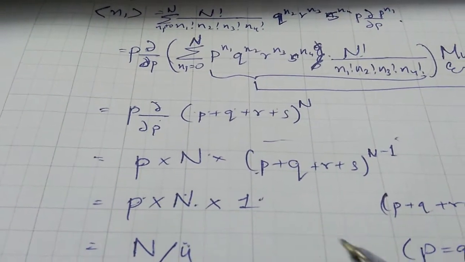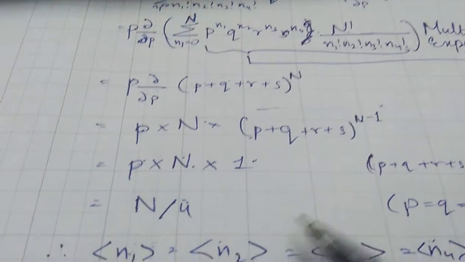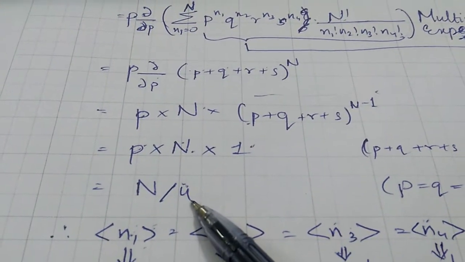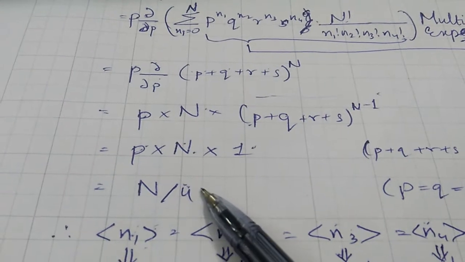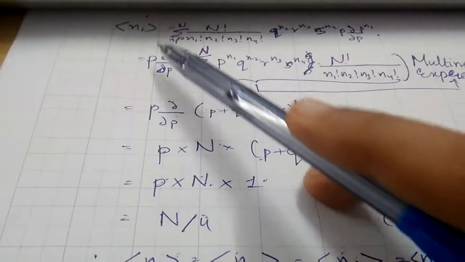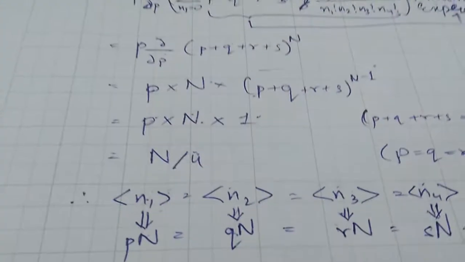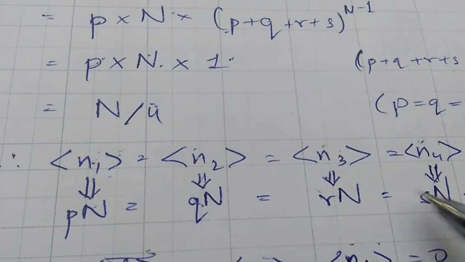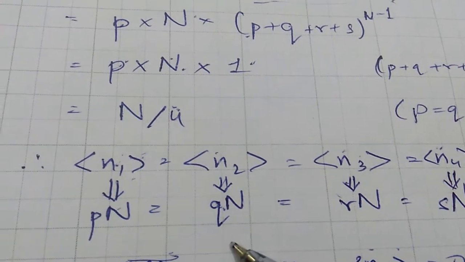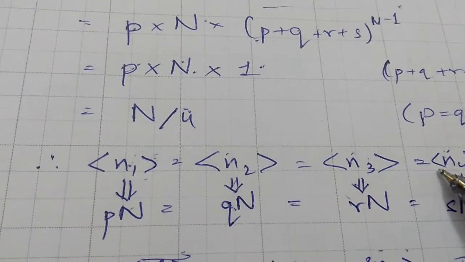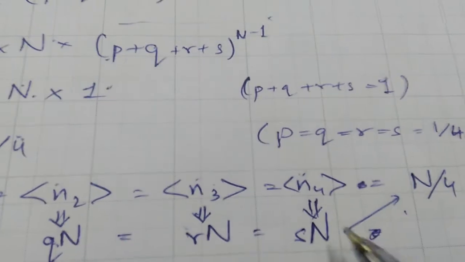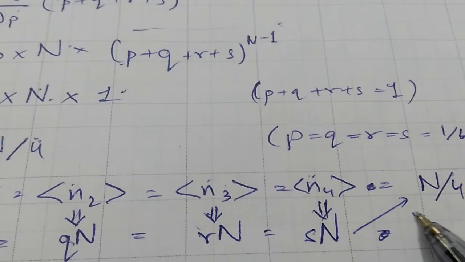Again, p equals q equals r equals s, which gives p equals 1 by 4, so n by 4 is what we need. That's n1. A similar calculation applied on each of these averages gives us n1 as pn, n2 as qn, n3 as rn, n4 as sn, and each of these averages ends up to be n by 4.